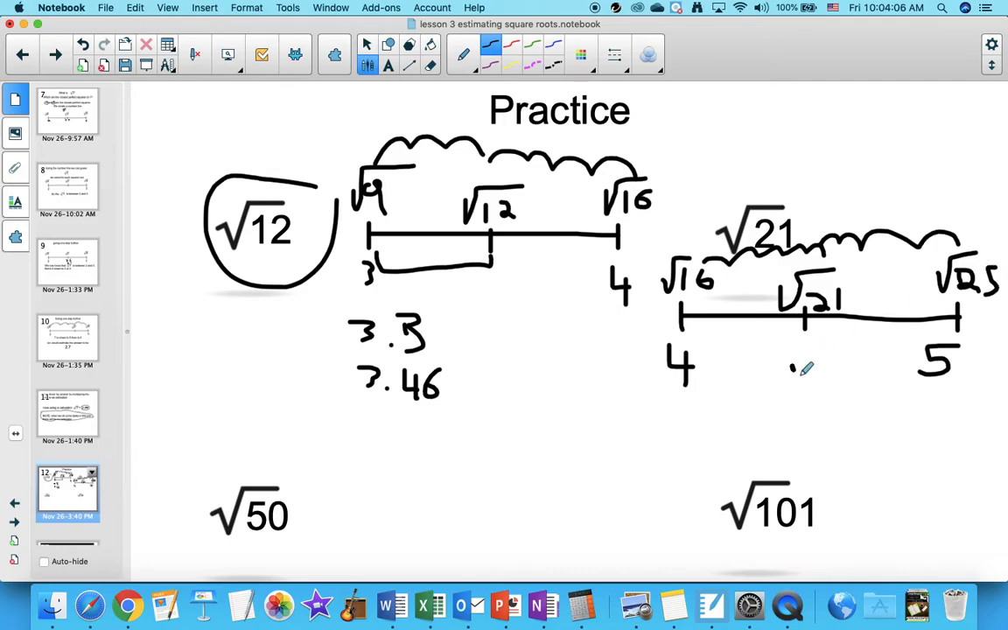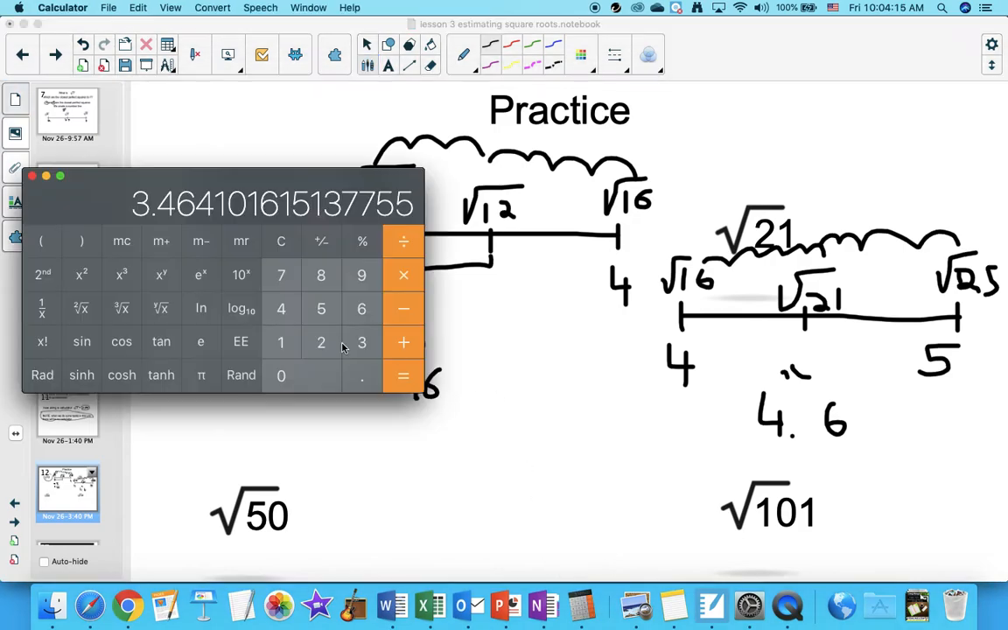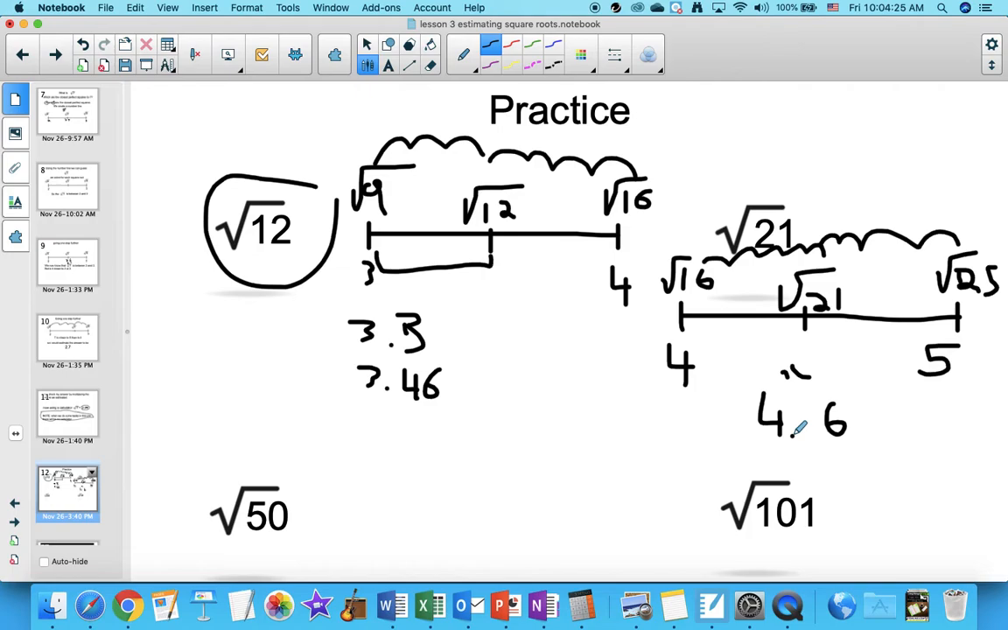So I'm going to say about 4.6. I want to say 4.6. Okay, what's the square root of 21? So around 4.58, right? So pretty close. I was 0.02 off from our answer.